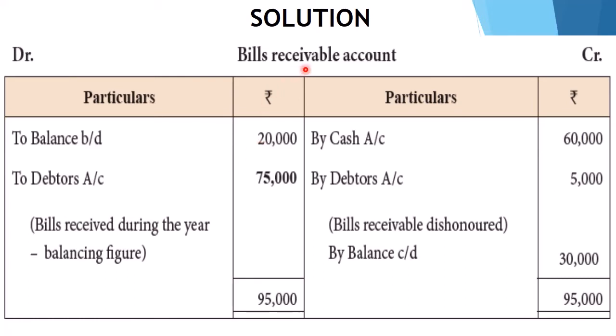So bills receivable account, to balance brought down it is 20,000, by balance carried down it is 30,000, by cash it is 60,000, by debtors account, that is bills receivable dishonored, is 5,000. So now we'll balance the figure, we'll get the bills receivable received during the year, that is 75,000. So these problems are quite easy if we understand the format. So let's move on to the next.